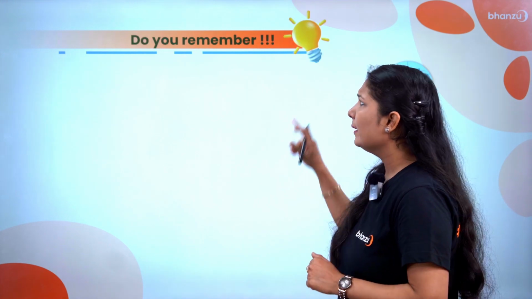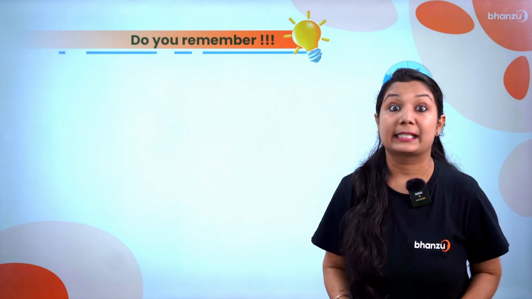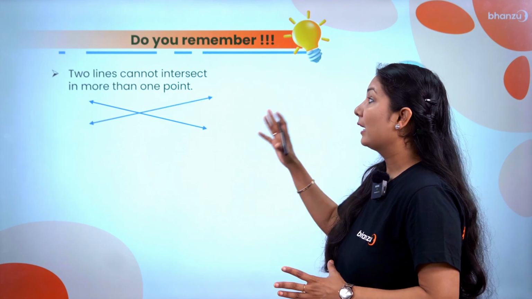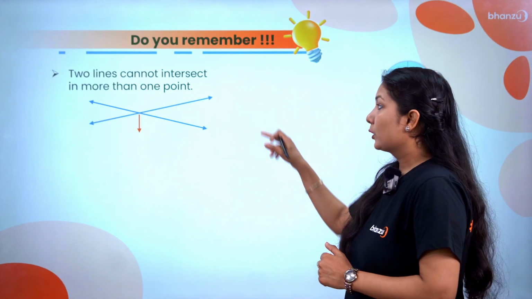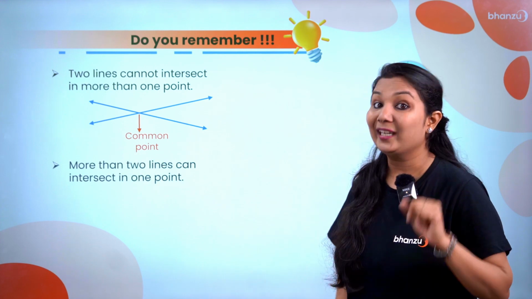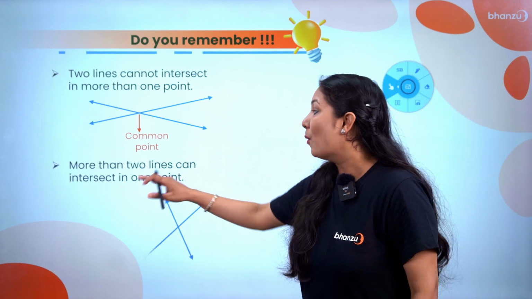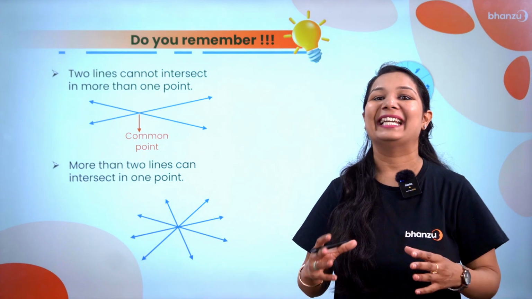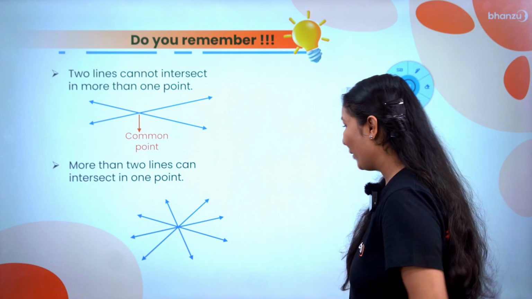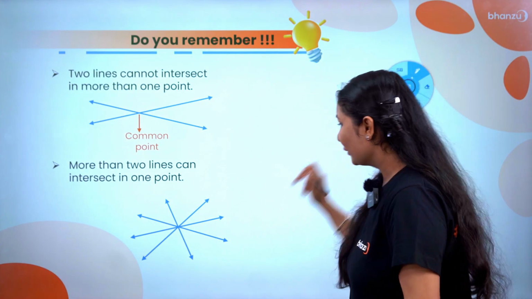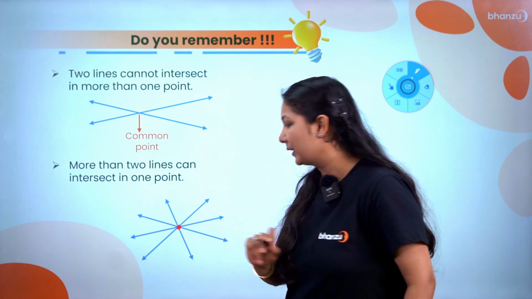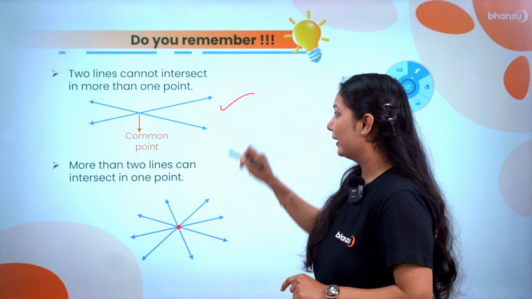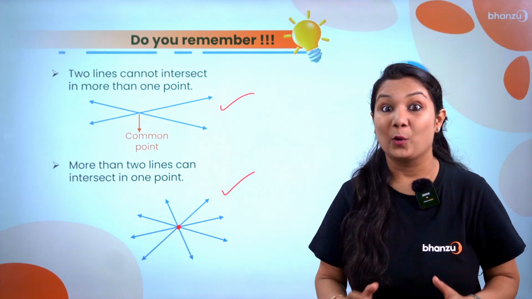Now let's see a very important thing about intersecting lines. Do you remember, two lines cannot intersect at more than one point? Yes, so here they are meeting at just one common point, but on the other hand, more than two lines can intersect at one point, right? They can intersect at one common point, like over here. You can see the four different lines are meeting at this common point. Great. So these are two interesting points to be noted down.